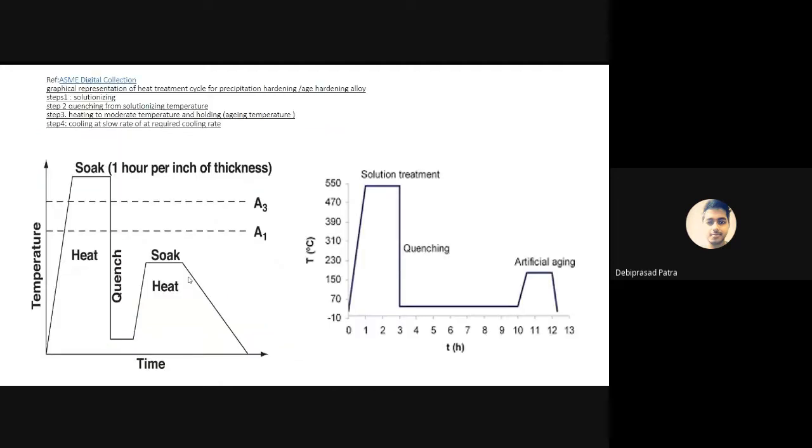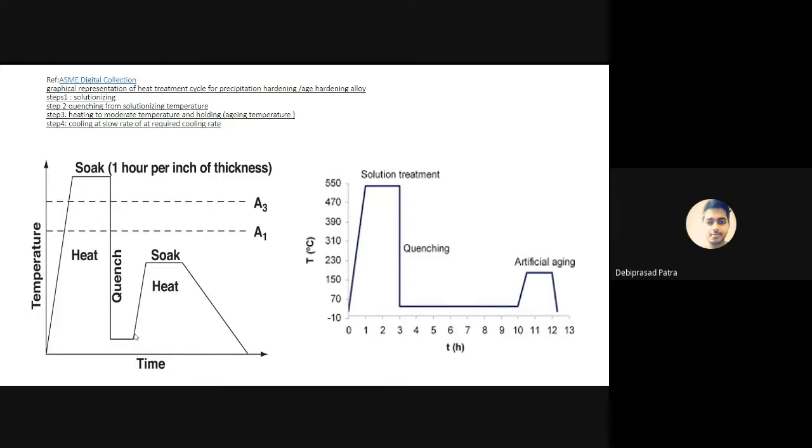Again, just look at some other heat treatment cycles. You can see this is the heating cycle, up to this. Then this is the holding cycle from here to here. That means after reaching the required temperature, you have to hold or soak the sample. Then after soaking, here we are doing quenching. This is the cooling cycle, and the cooling rate is very fast. After reaching this temperature, imagine this is the room temperature or just above it, like 50 degrees centigrade.